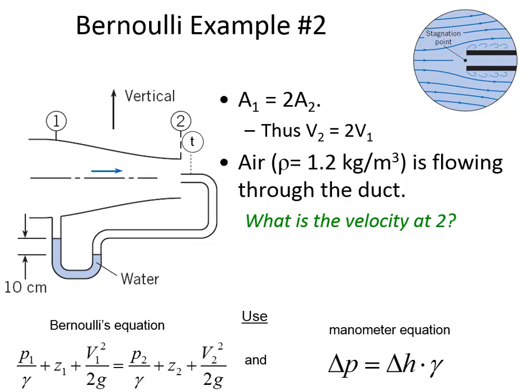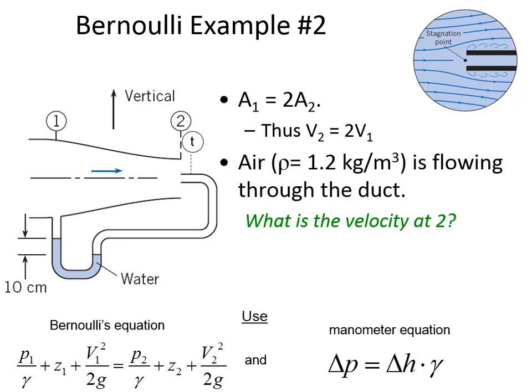So there's 1, 2, and then there's the tube location, where it's just inside that stagnation tube. I know that the velocity at 2 is twice that of the velocity at 1, and the density of air is 1.2 kilograms per cubic meter, and that means that the unit weight of air is 9.81 meters per second squared times 1.2 kilograms per cubic meter. That is 11.77 newtons per cubic meter.